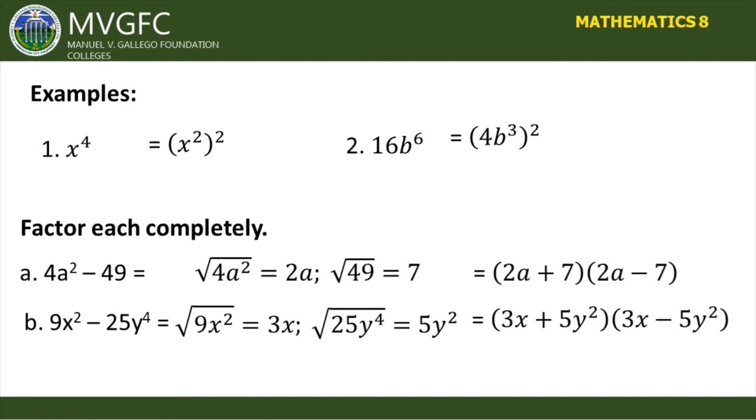For our final answer, again, you simply need to put the plus and minus sign because this is the sum and difference. So we have here the quantity 3x plus 5y squared multiplied by the quantity 3x minus 5y squared.